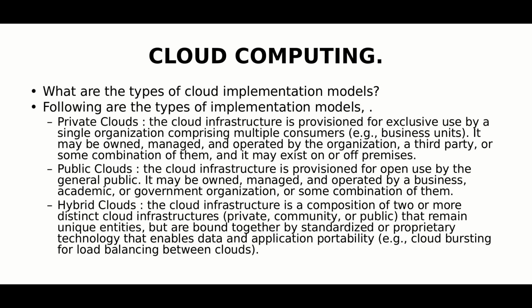The cloud infrastructure is provisioned for exclusive use by a single organization comprising multiple consumers. It may be owned, managed, and operated by the organization, a third party, or some combination of them, and it may exist on or off premise. An example is, let's say you're working in a company that has internal applications. Only the employees or people who are part of that organization can access those applications. People who are not part of the organization will not be able to access them. So these applications you can choose to run on a private cloud, where you are privatizing the use of the applications.